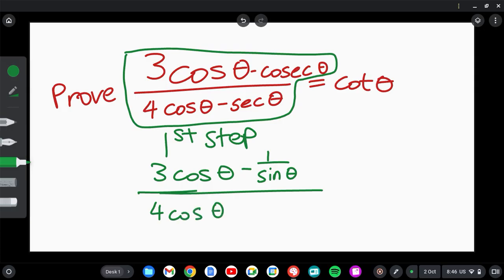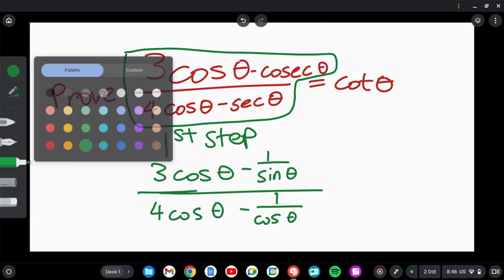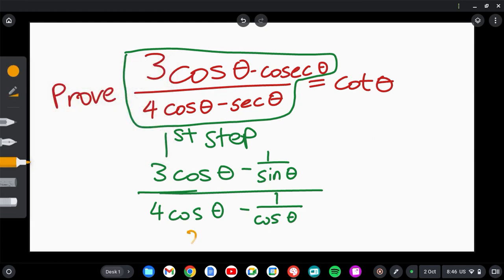What you also need to memorize is secant. We already know that secant theta is 1 over cosine theta. This is your second step. If you also cannot do the second step, then I don't know where you're going.